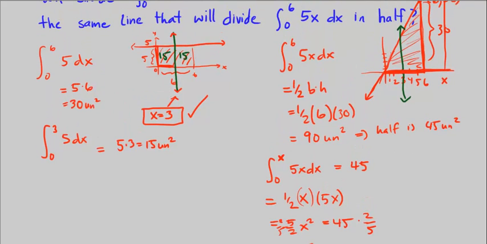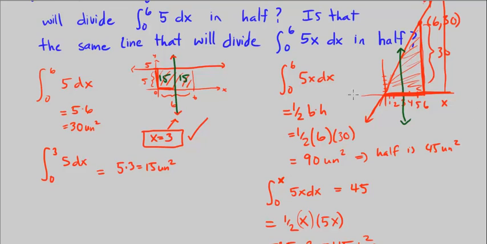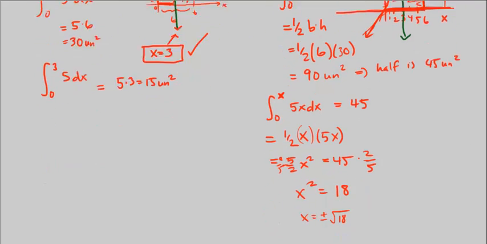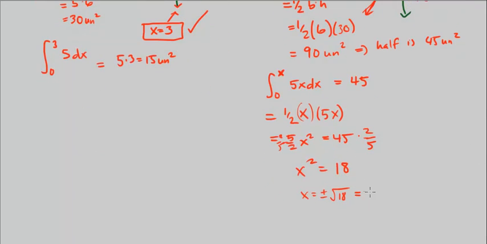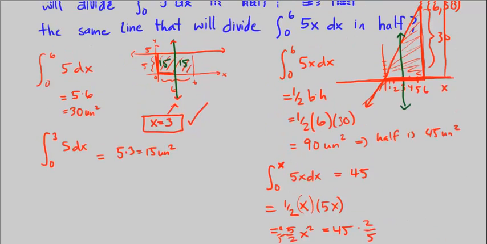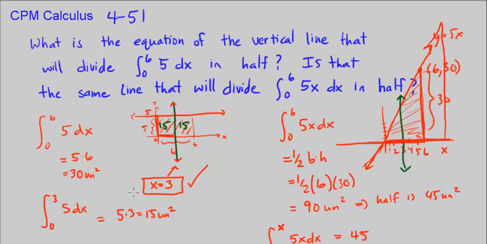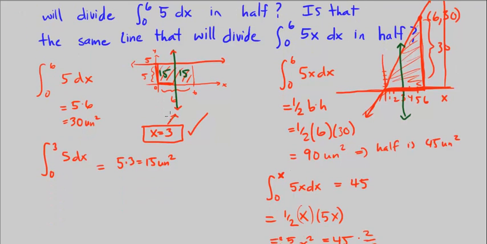But x can actually be a negative value because it can cut it in half here, right, if the vertical line is over there. So let's simplify that because we know that's plus or minus the square root of 9 times 2, or plus or minus 3 square root of 2. So x can be plus or minus 3 square root of 2 and cut this in half, right?